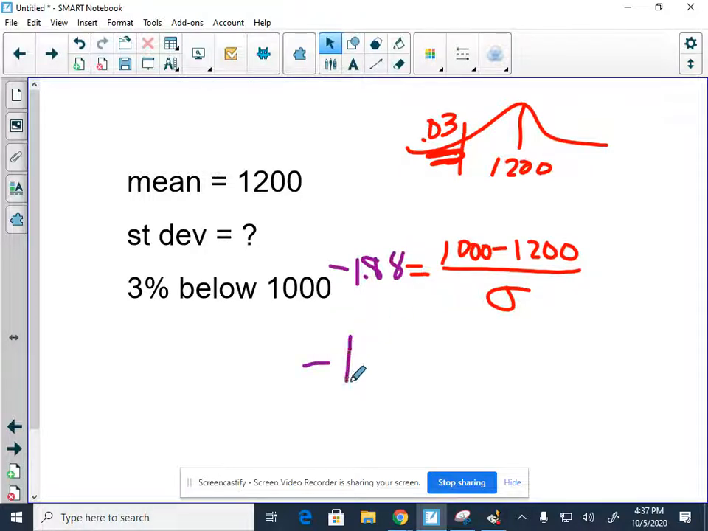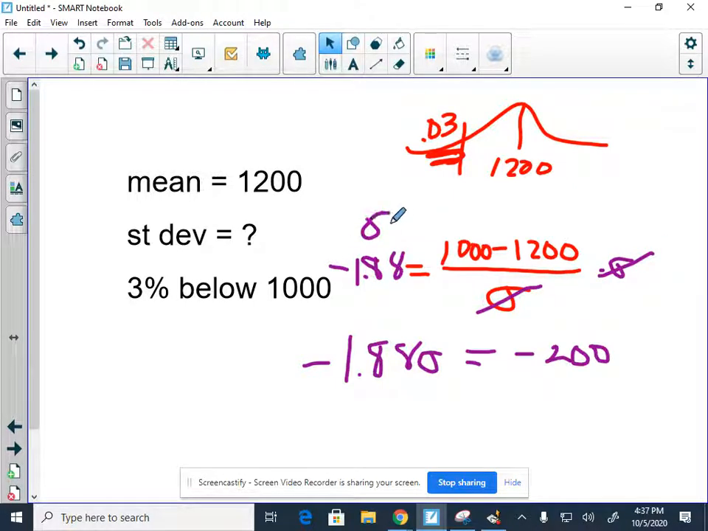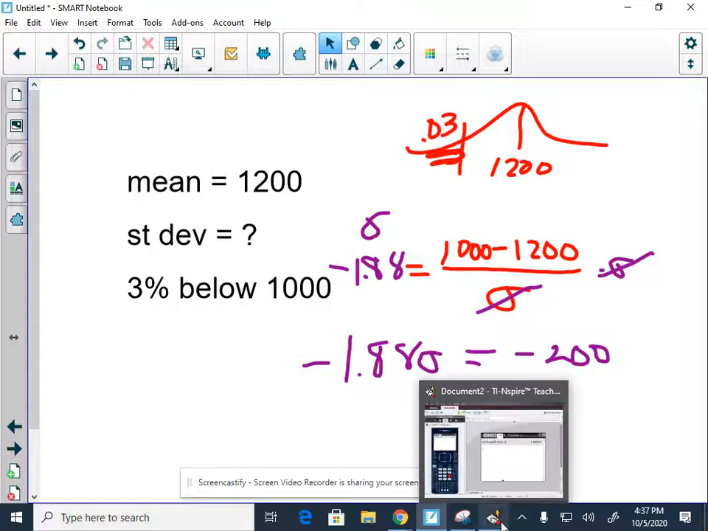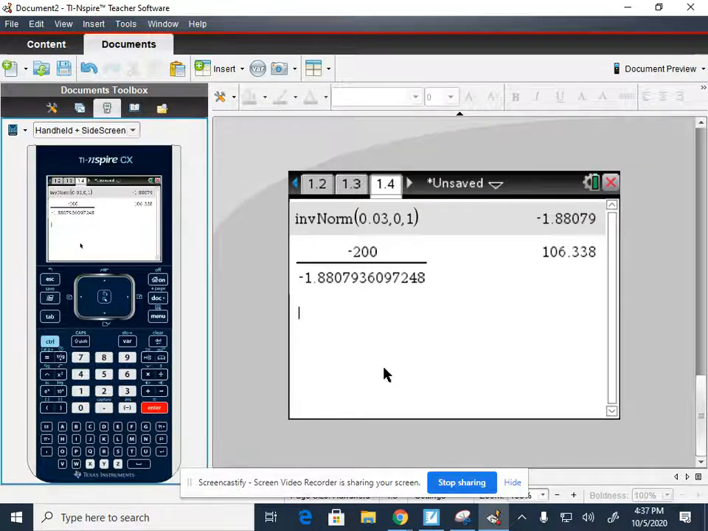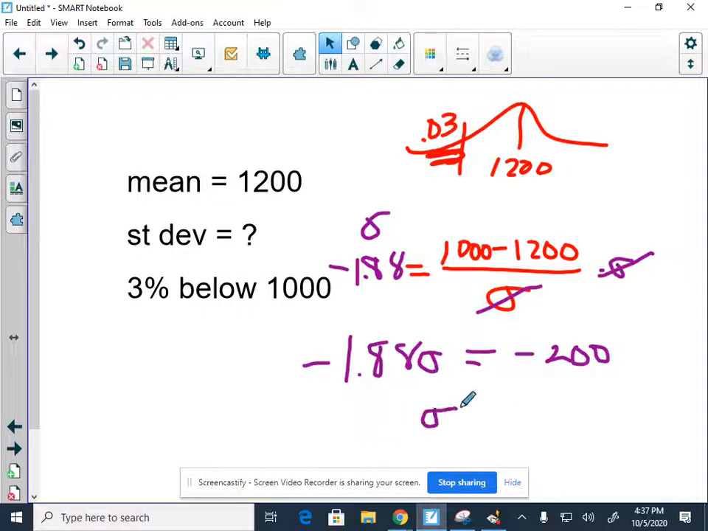Now I got to solve. Negative 1.88 times sigma equals a negative 200. Now how did I get that? I multiplied both sides by sigma to get sigma out of the bottom. Now I simply have to take negative 200 and divide by this prior answer, negative 1.88. I kept all the decimals for those calc students out there that like that. And the standard deviation is 166.3.